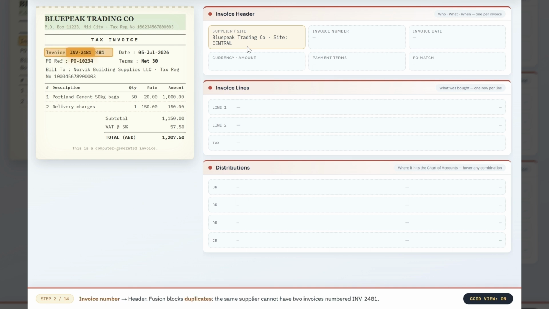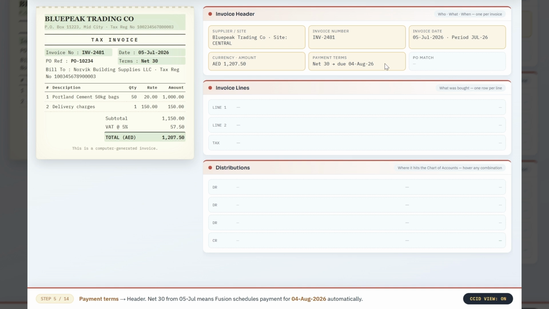Invoice number into the header. Fusion blocks duplicates. The same supplier can never have two invoices with the same number. That alone prevents so many double payments. Invoice date. This drives the accounting period and together with the terms, the due date. Total amount and currency. Later, Fusion will check that the lines add up to exactly this amount. If not, the invoice simply cannot be validated.